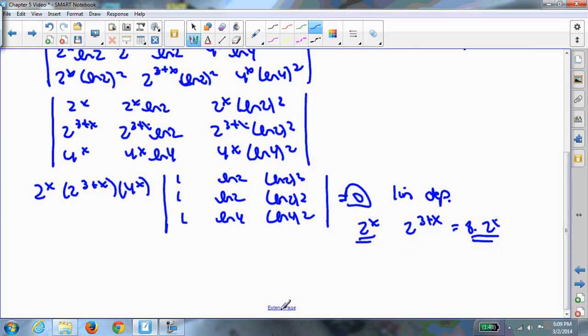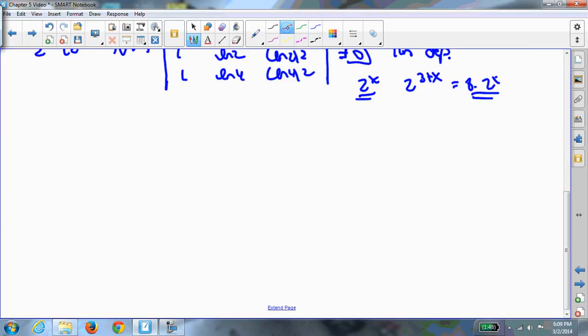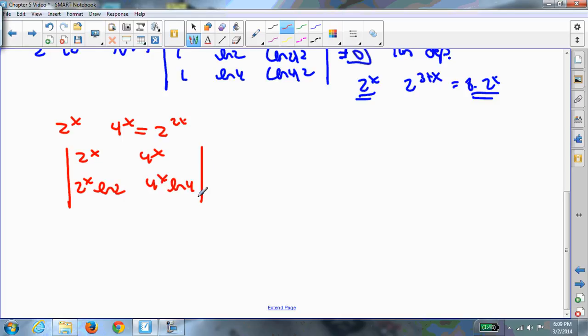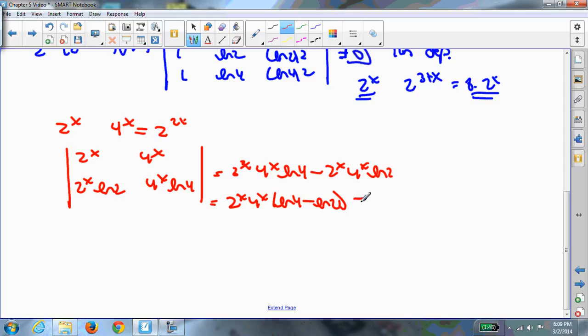Now, if I could just take a subset of this, I'll show you what it would look like possibly otherwise. So let's say we had 2 to the x and 4 to the x. Obviously not linearly dependent on each other because 4 to the x is equal to 2 to the 2x, so completely different. So if I did a Wronskian with this, I would have 2 to the x, 4 to the x, 2 to the x natural log of 2, 4 to the x natural log of 4. And if I took the determinant of this, I would have 2 to the x, 4 to the x, ln of 4, minus 2 to the x, 4 to the x, ln of 2, which equals 2 to the x, 4 to the x, natural log of 4 minus natural log of 2, which is not equal to 0 for all x.